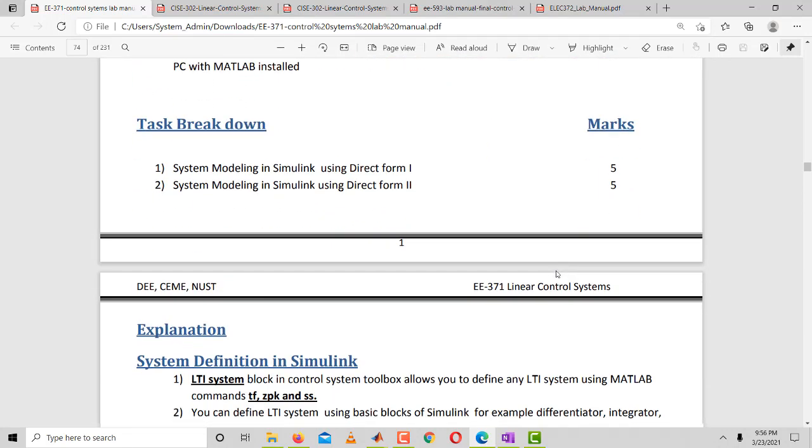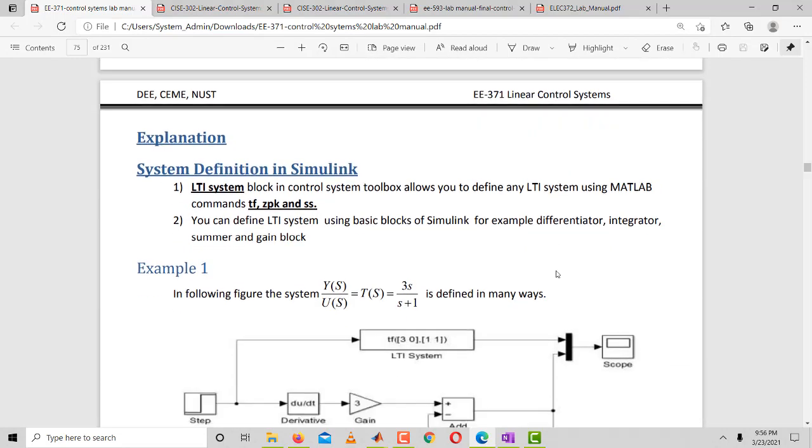So first of all, in last lab we already discussed the LTI system block in the control system toolbox. And you can use any command, transfer function, zero pole gain or any other. We have not explored SS yet, so we stick to TF and zero pole gain for now.